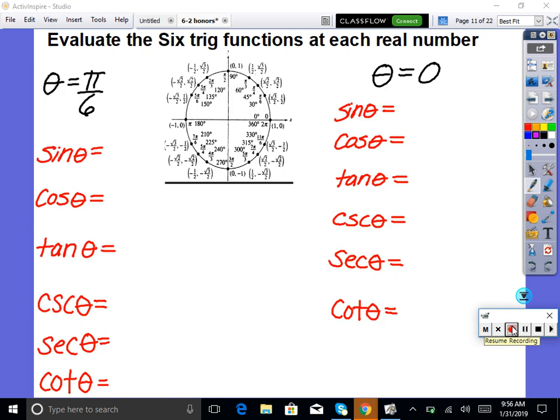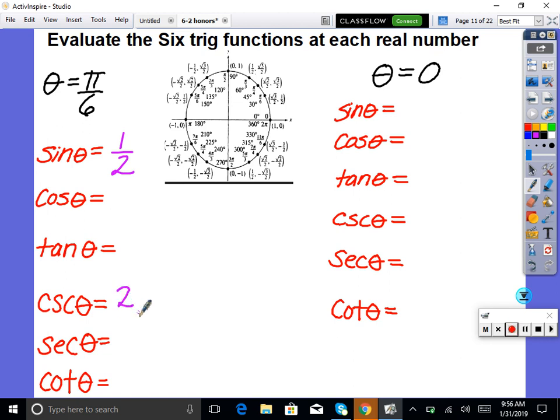It says, evaluate the 6 trig functions at each real number. So it says, at theta of pi over 6, locate pi over 6 on your unit circle. Find the sine at pi over 6. Well, sine is the y value, isn't it? So 1/2. Now watch what I would directly do then. I'd go right down to cosecant. Cosecant is that reciprocal answer. 2 over 1, so 2.